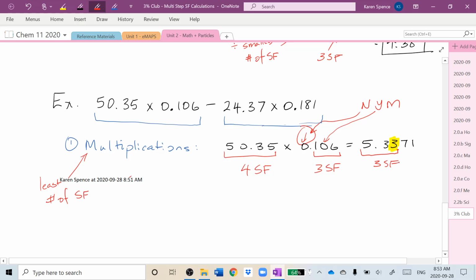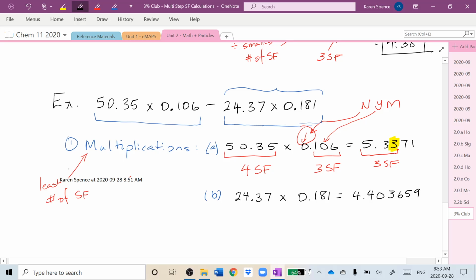Okay. Our second multiplication, so let's call that multiplication A. Here we're going to have multiplication B. This is our second one, this is our 24.37, the second half of the question here. So we have 24.37 times 0.181. Calculator that sucker, and we get 4.403659. Woo, lots of digits there.